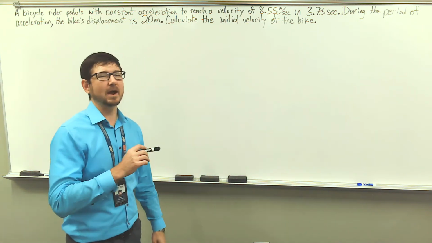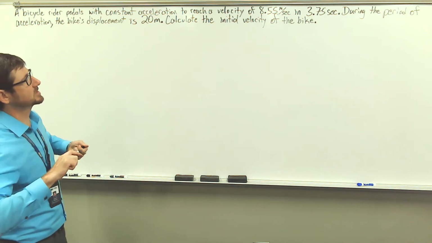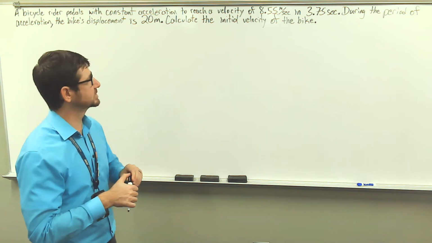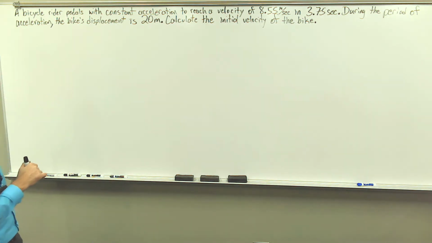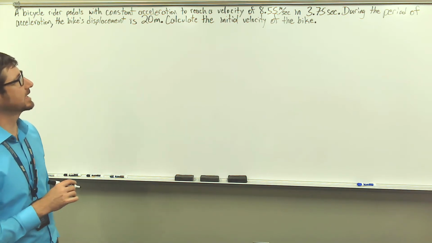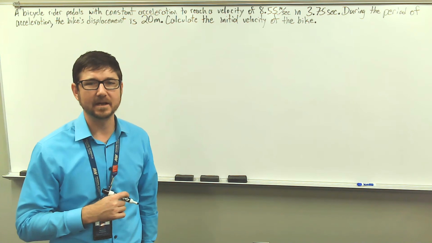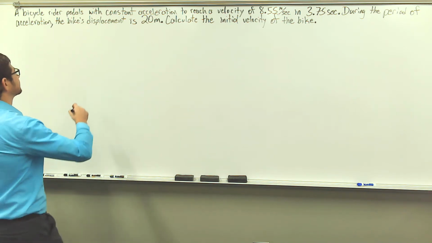A bicycle rider pedals with constant acceleration to reach a velocity of 8.55 meters per second in 3.75 seconds. During the period of acceleration, the bike's displacement is 20 meters. Calculate the initial velocity of the bike. So let's first draw a quick diagram.